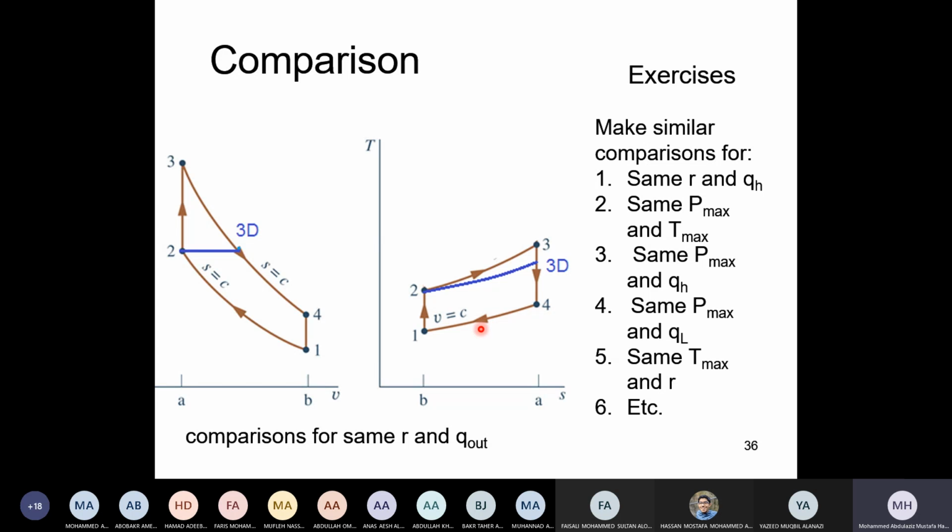I can ask another one here from the second law, from the irreversibility, from exergy. How can I tell that the Otto cycle is more efficient than the diesel cycle?